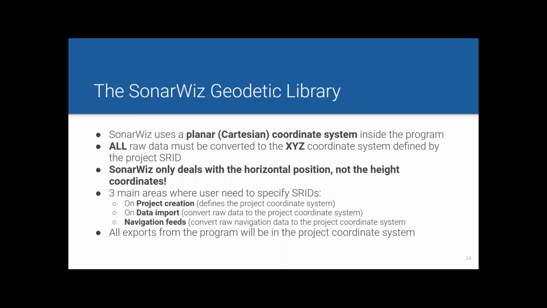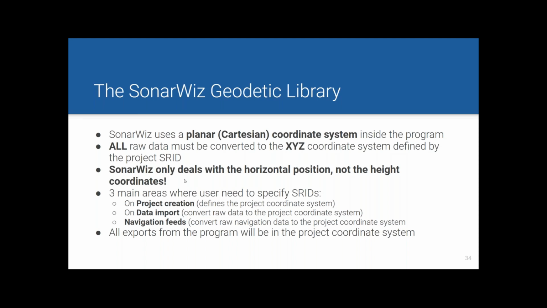So that brings us to SonarWiz. The SonarWiz geodetic library went through a major rewrite last year. But here's the basics. SonarWiz, as I've already mentioned, uses a planar Cartesian coordinate system inside the program, which means you must pick a map projection and all of this other stuff that's required to create a map projection in order to work inside of SonarWiz. So all raw data must be converted to one of these XYZ coordinate systems defined by spatial reference ID.